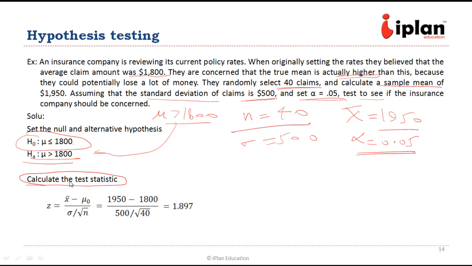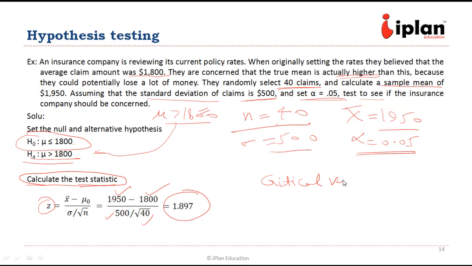Now let us move to the next step, which is the calculation of the test statistic. Since the standard deviation is known to us, let us use the Z statistic, which is x bar 1950 minus mu, which is 1800, divided by sigma 500 over root n, where n is 40. From that we get the value of Z, which is 1.897. So this is our test statistic.